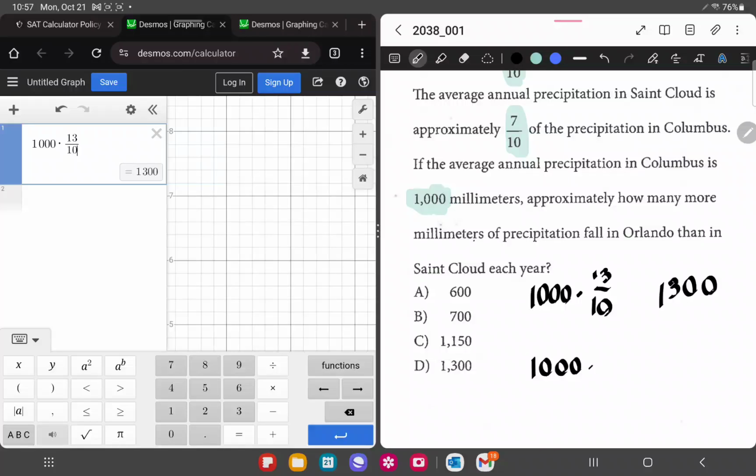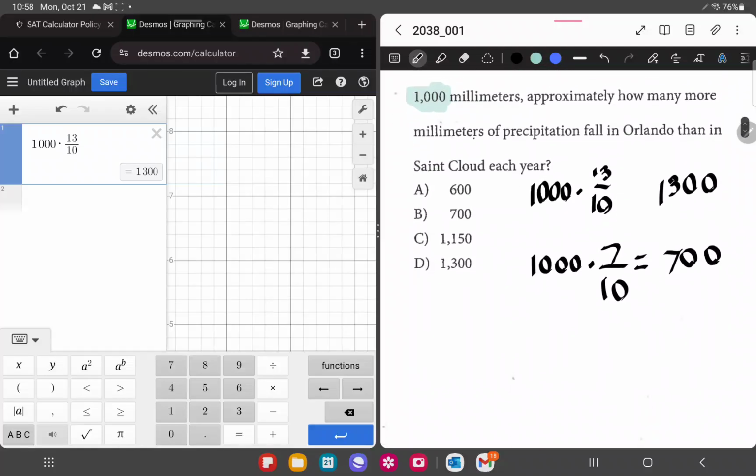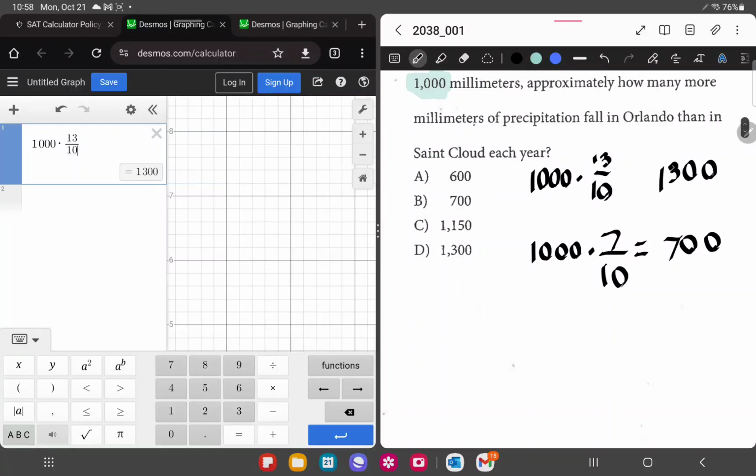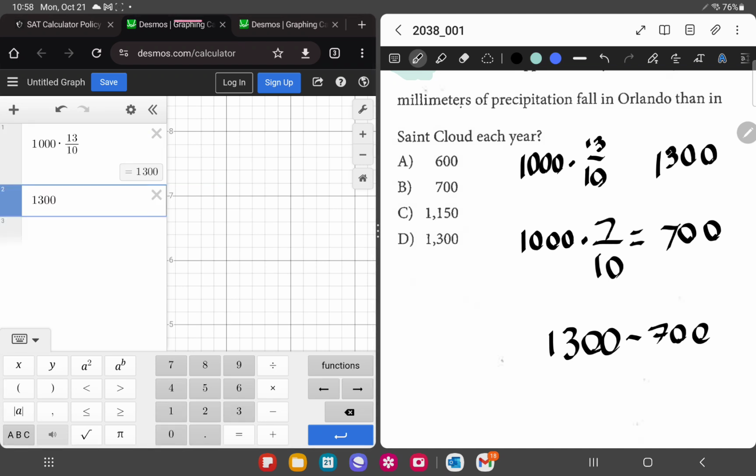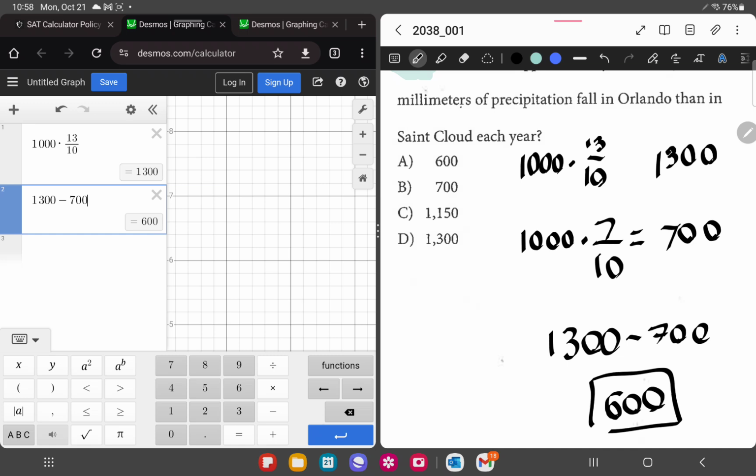Now we're going to do the same thing for the other one. So it's going to be 1,000 times 7/10. I can do some quick math, so that should be 700. Now we're going to subtract both of these together. So it's going to be 1,300 minus 700. And like I said, if you're getting stuck, just go ahead and use your calculator. There's no shame in that. That's why they're letting you use this, just to make things a little faster. There we go. My answer is going to be 600. And that's how you work this one out.